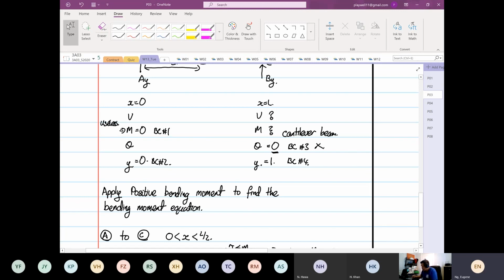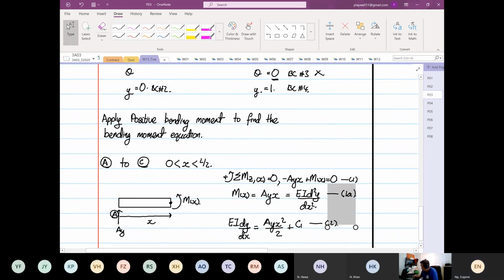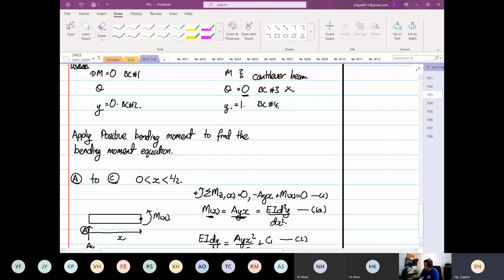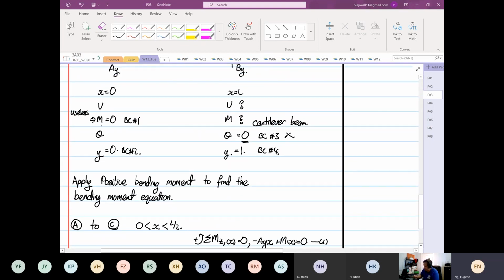Why is this useless? Because we already formed our moment at point x and it's equal to AY x, and you don't need to find a constant. There's no C1 or C2 over here, no constant at the end of the term. So this boundary condition where x is equal to 0, M is equal to 0 is useless. Now when we call that useless, we are down to 1, 2, 3. We can only legally use 3 useful boundary conditions.